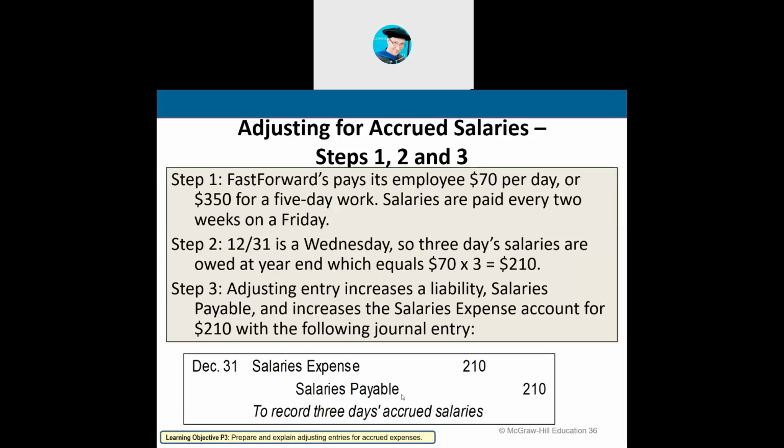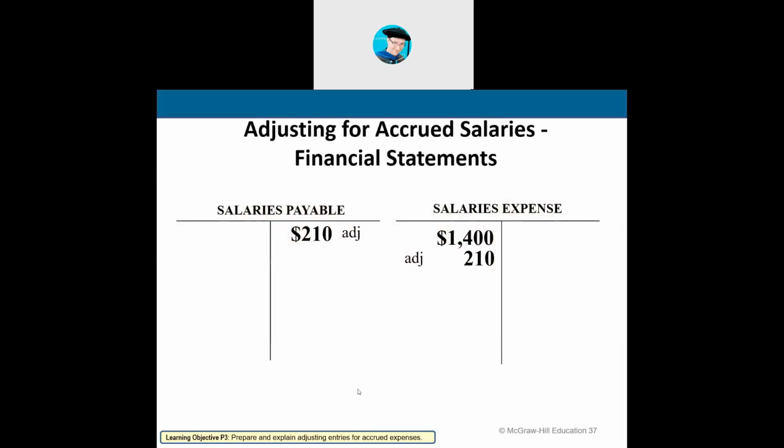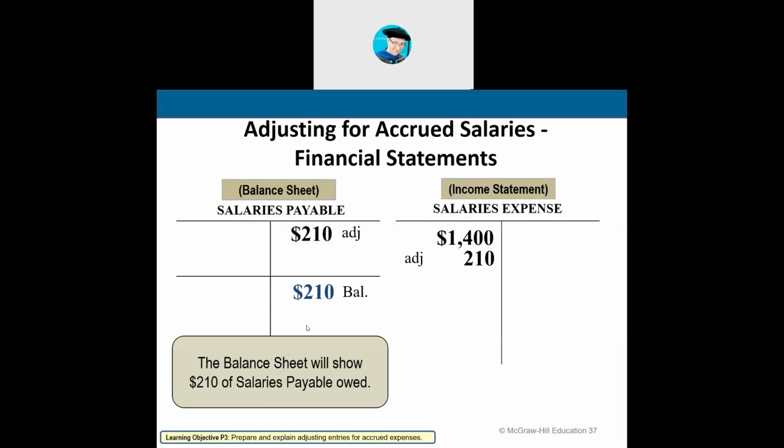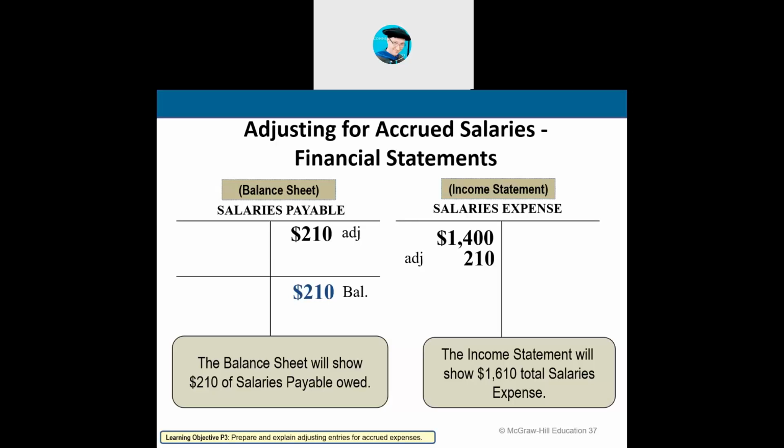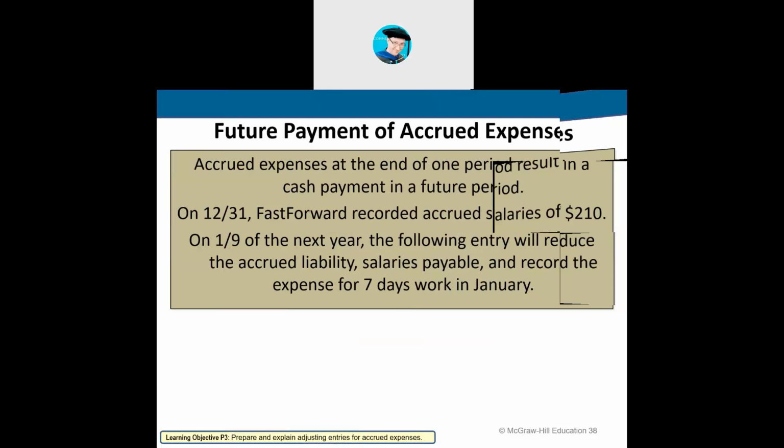Salaries, wages is all the same, right? Salaries or wages, it's just basically names. But salaries or wages, wage expense, wages payable. And then as you pay your employee, we would debit wages payable, credit cash when you pay your employee. Future payment of an accrued expense.